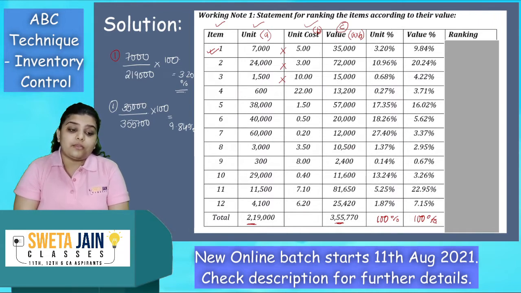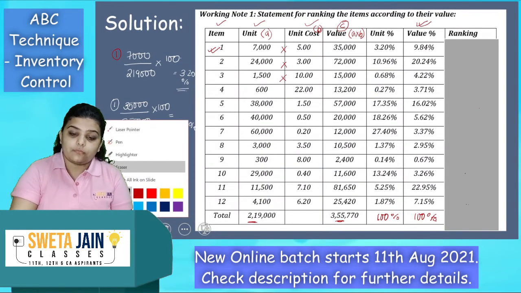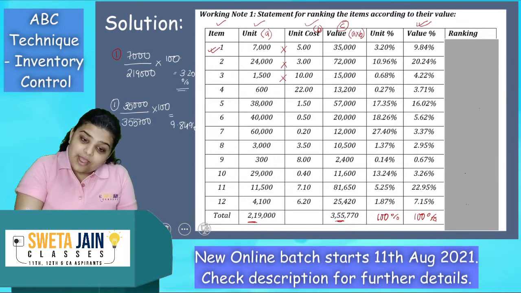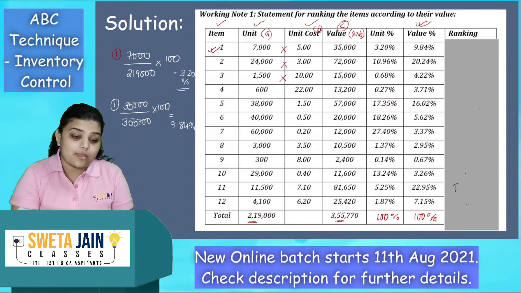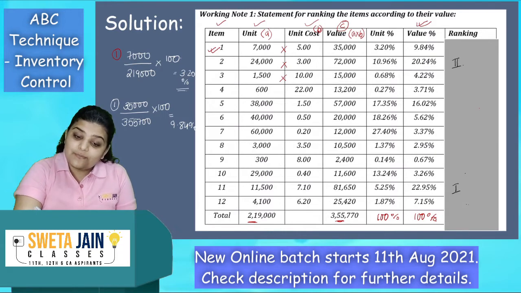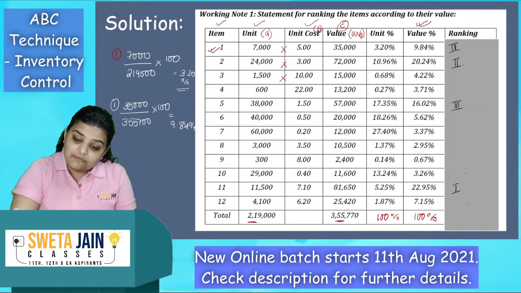Now, once we are done with the table till here, we are coming to the most important part, that is ranking. So now, accordingly, we are going to rank. The highest one is 10.20%, 95. So we are going to rank it as number 1. Then is item number 2, so we are going to rank it as number 2. After that, the highest value is 16.02. So rank 3. Then is 9.84, so rank 4. Here 7.15, rank 5. Next is 5.62, rank 6.